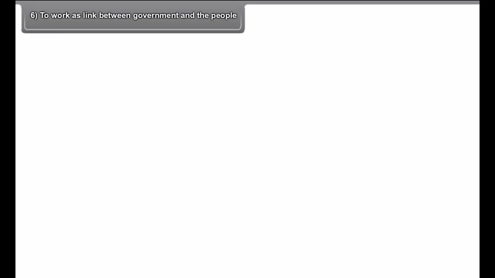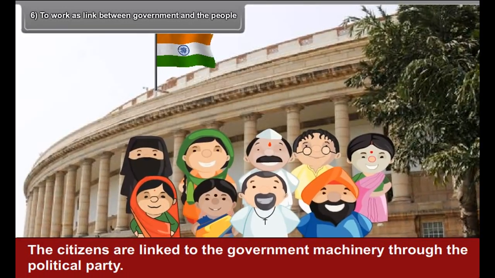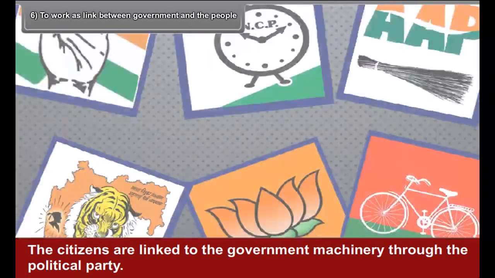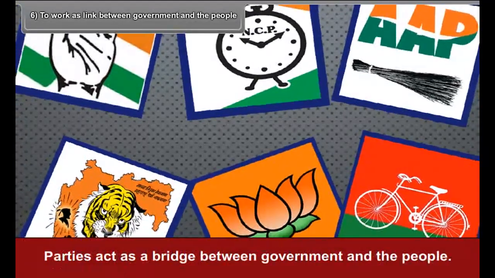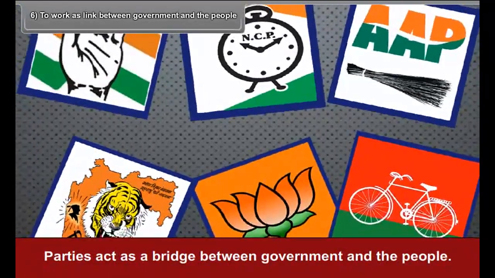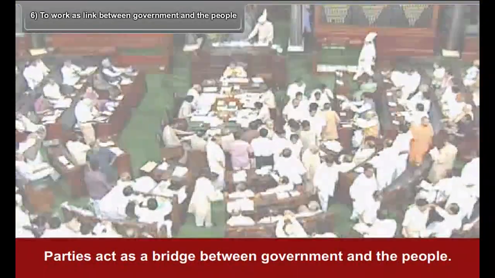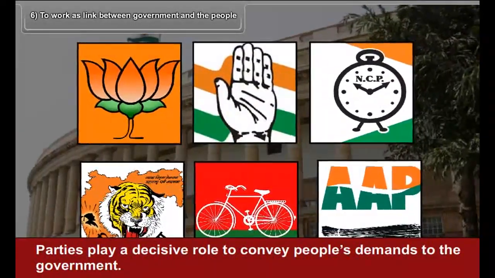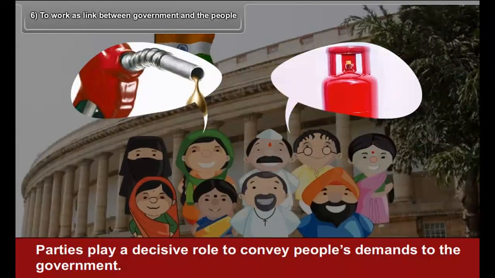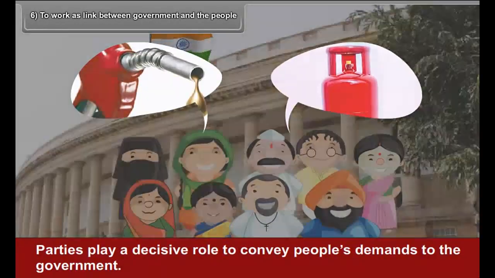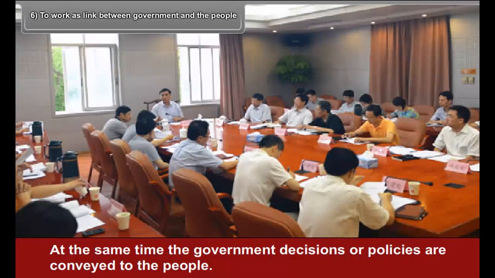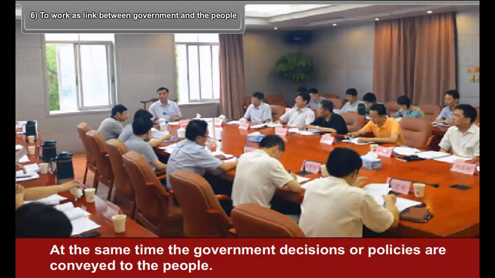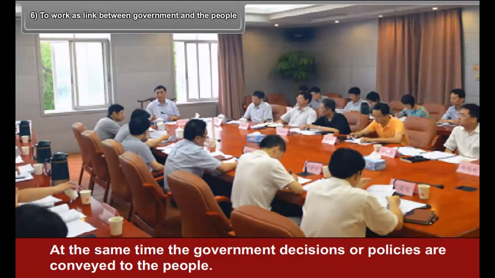Sixth, to work as a link between government and the people. The citizens are linked to the government machinery through the political party. Parties act as a bridge between government and the people. Parties play a decisive role to convey people's demand to the government. At the same time, the government decisions or policies are conveyed to the people.